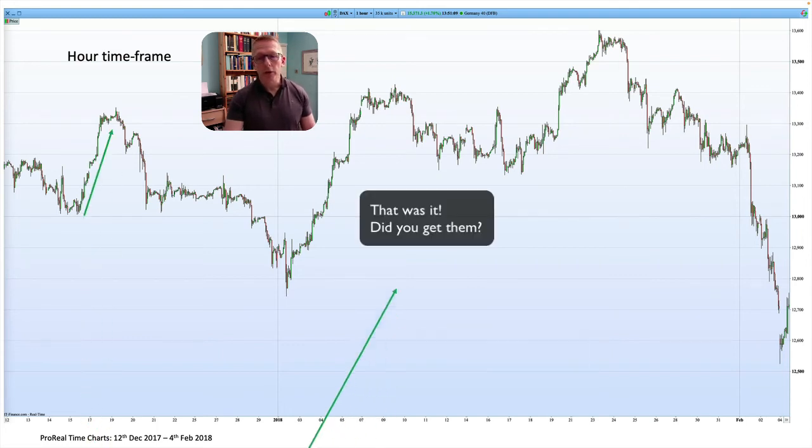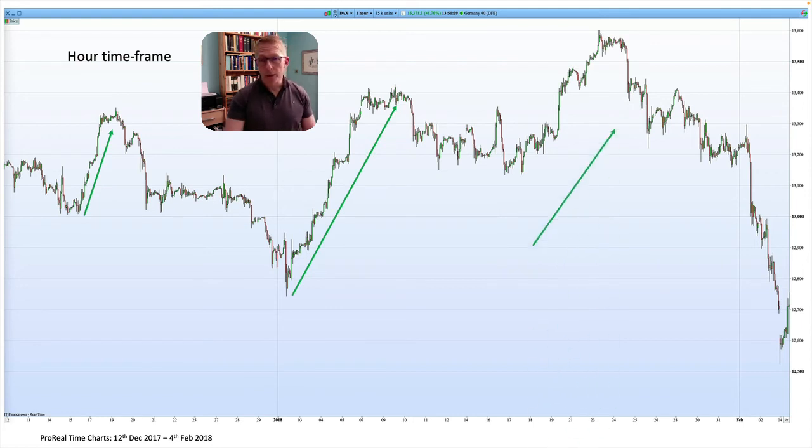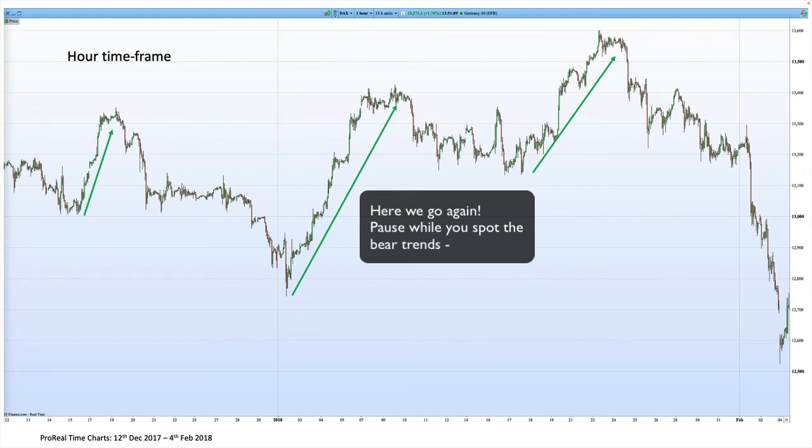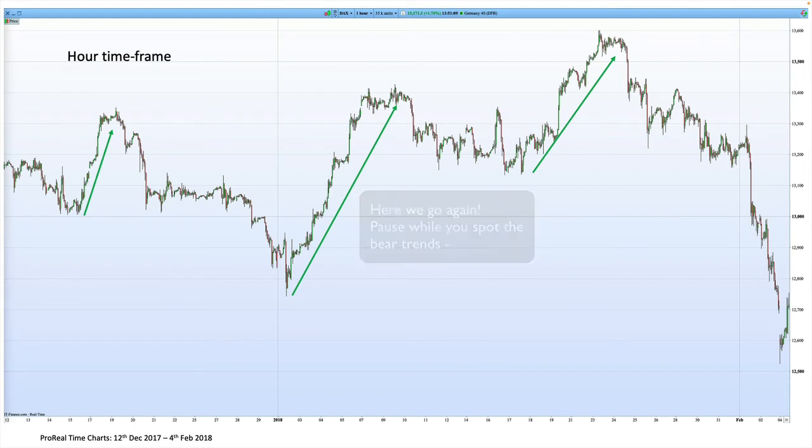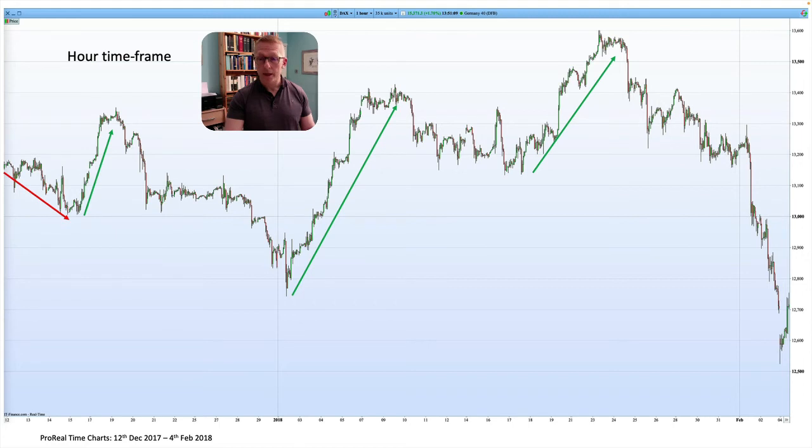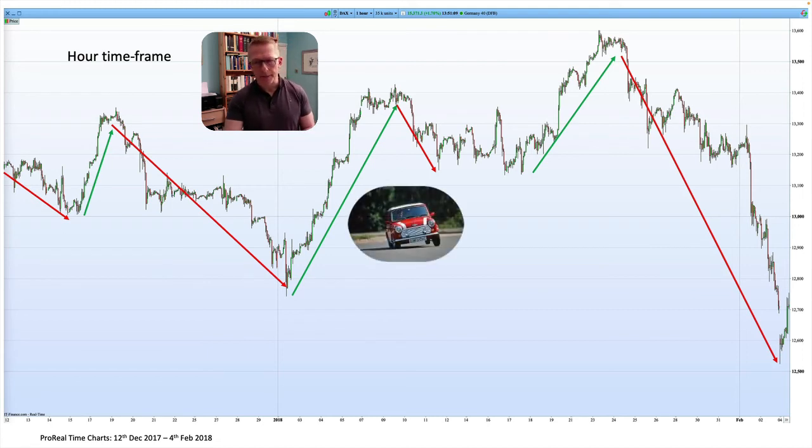Okay, here are the bull trends that I see. Now we don't have to be completely right on this game, we just want to get an idea of what's happening. Now pause the video and assess whether you can see the bear moves. Here are the bear moves that I see that jump out to my eye.